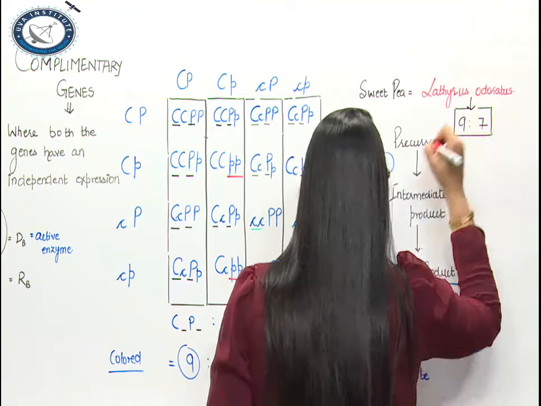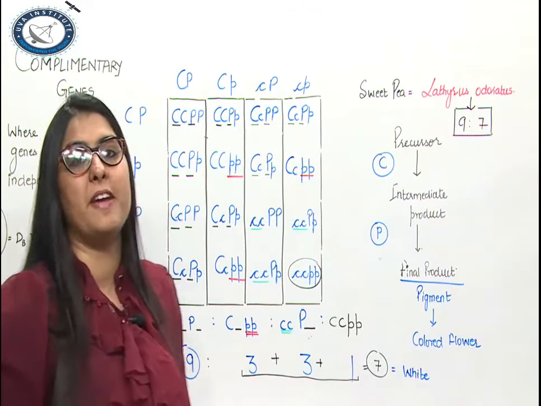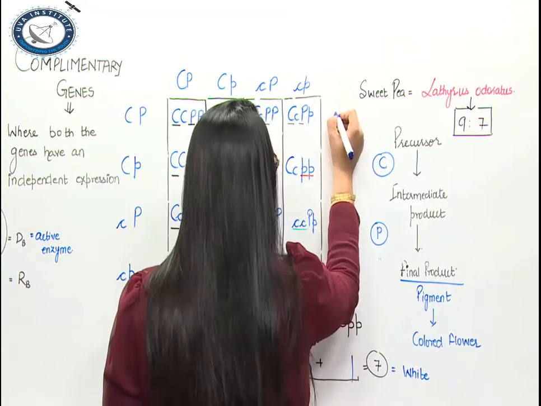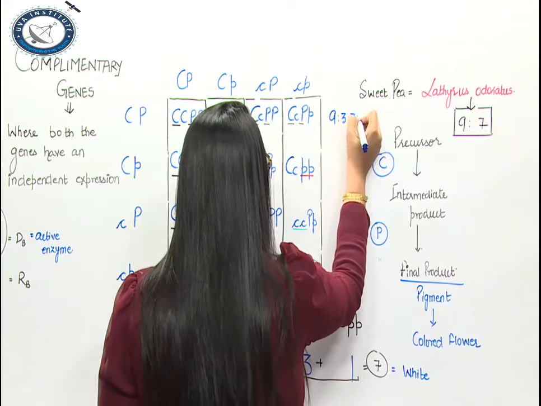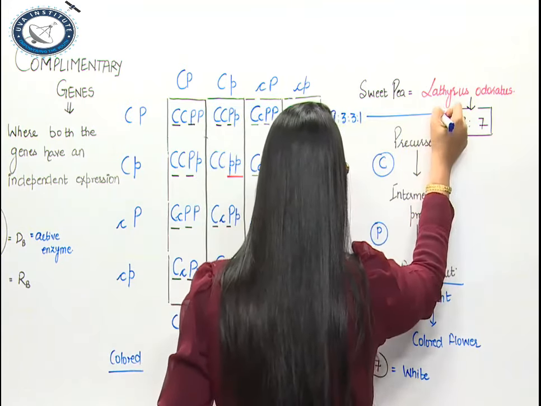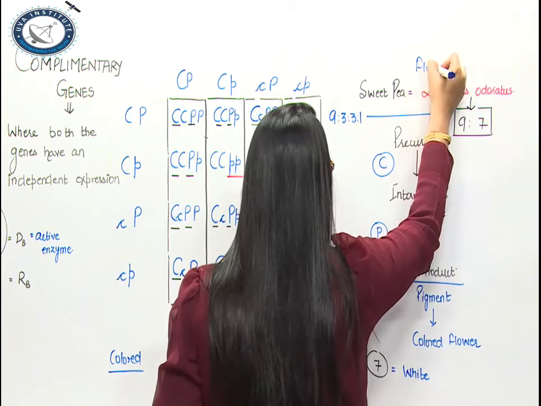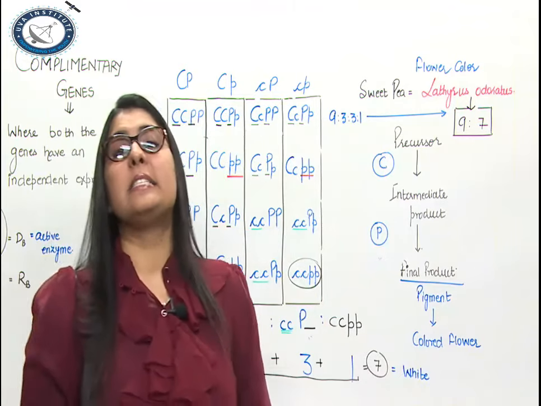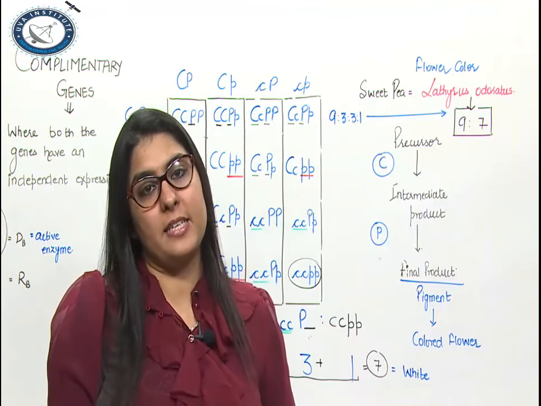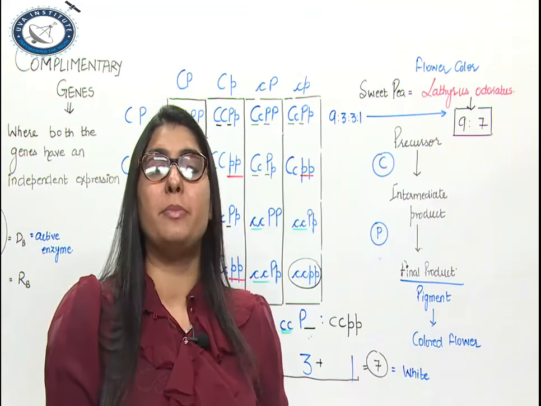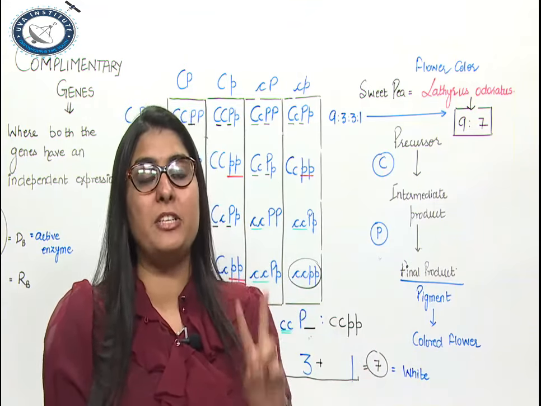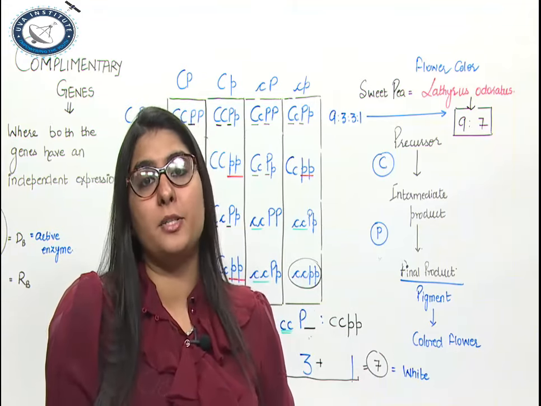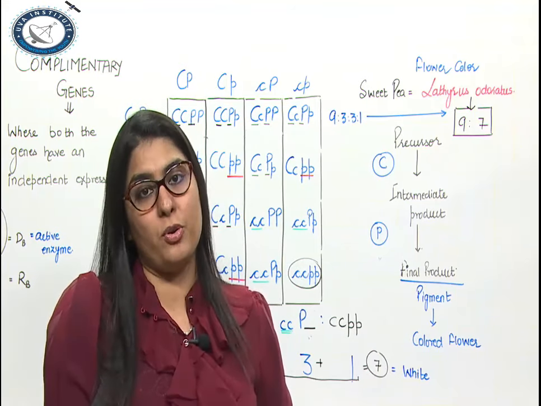Because of the complementary nature and alteration in the phenotypic effect of one gene to the other, the alteration occurs from 9:3:3:1 to 9:7 in the flower color, where 9 are the colored flowers and 7 are the white colored flowers in Lathyrus odoratus because of interaction between the 2 genes, the C gene and the P gene, producing enzymes for the production of the ultimate pigment providing color to the flower of Lathyrus odoratus.